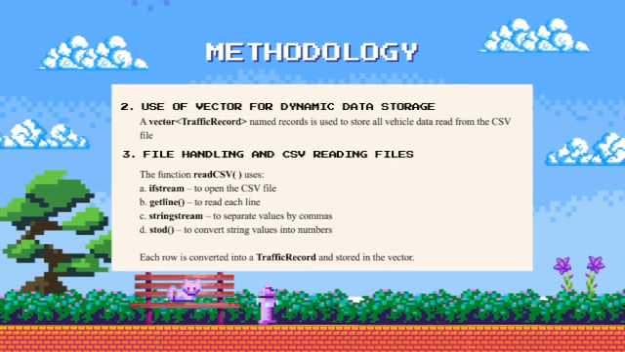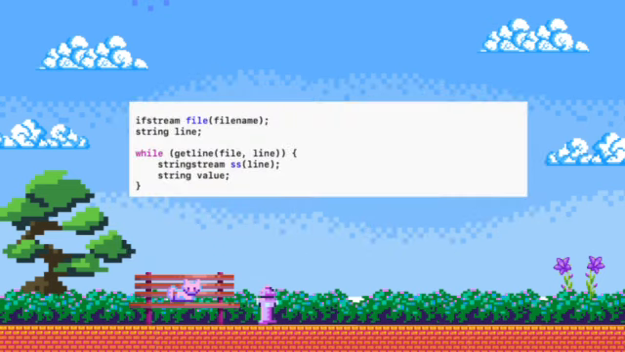Moving on to the next methodology, which is file handling and CSV reading. The program reads vehicle data from an external CSV file using file handling techniques. Here I'm showing the readCSV function. The file is opened using ifstream. Each line is read using getline, and the values are separated using stringstream. This approach ensures accurate reading of the file and keeps input handling separate from data analysis.